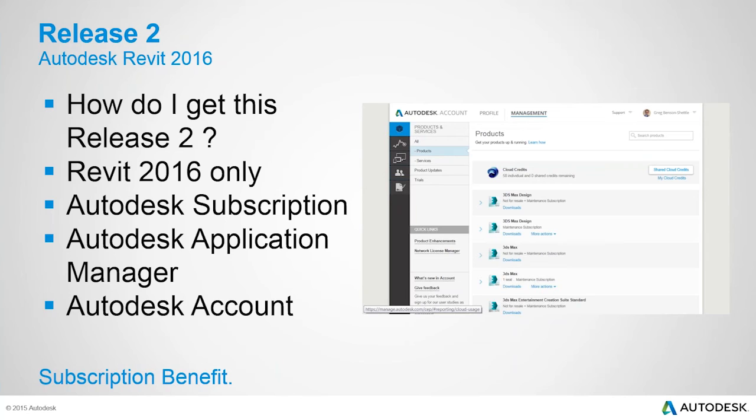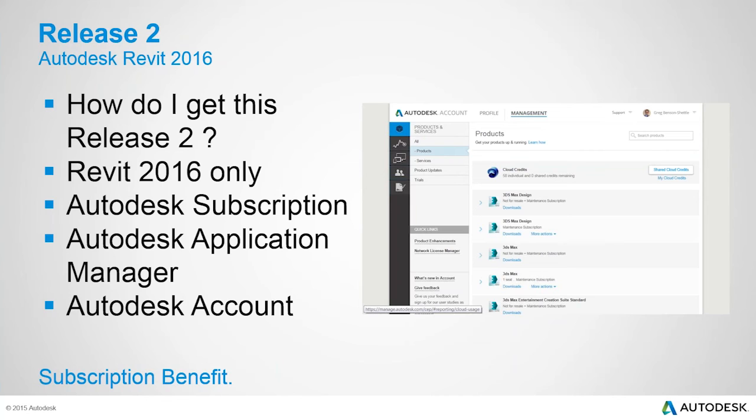Now in this example, I'm going to be finding Release 2 suitable for Revit that's inside of a building design suite. However, the basic process I'm going to take you through here will be the same for other suites or single products as well. So here's how you find it.